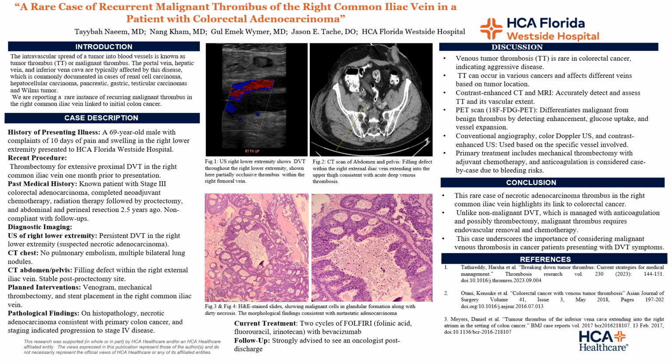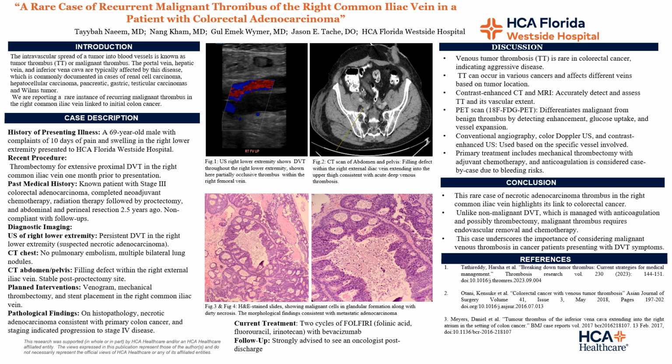He presented with a 10-day history of pain and swelling in the right lower extremity to HCA Westside Hospital. 1 month prior to the presentation, he underwent a mechanical thrombectomy for extensive proximal DVT in the right common iliac vein. On this visit, Doppler venous ultrasound of the right lower extremity revealed DVT within the femoral vein as shown in figure 1, and the CT scan of the abdomen and pelvis revealed a filling defect within the right external iliac vein.